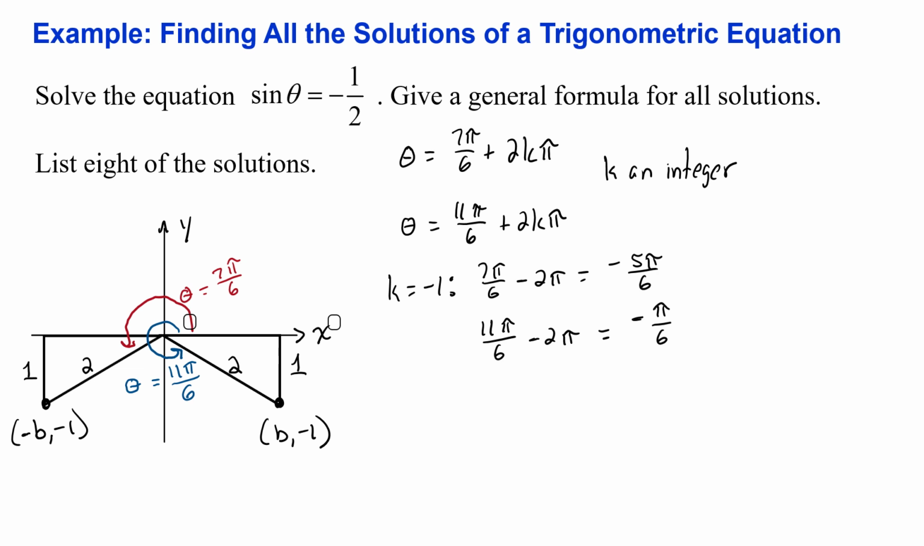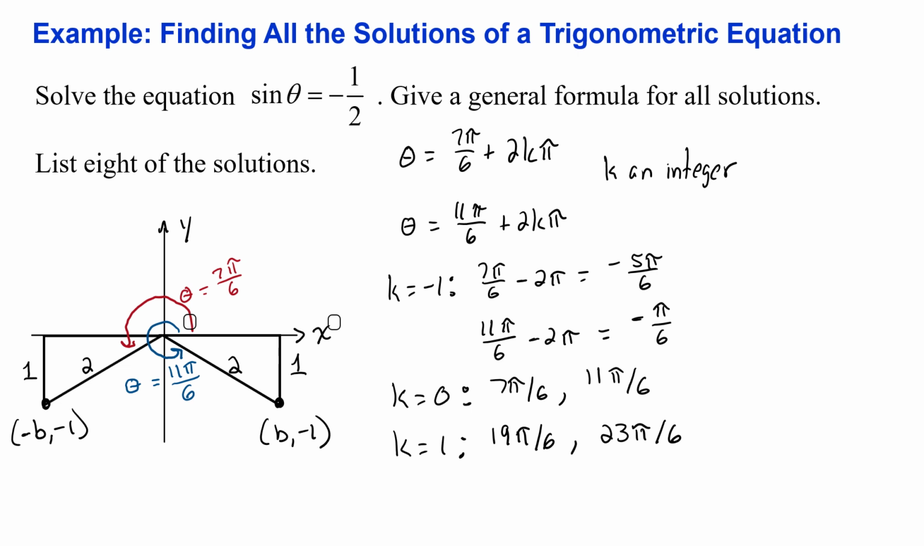Next, if k equals 0, then we have two more solutions that would be 7 pi over 6 and 11 pi over 6. Next, if k equals 1, we're going to get 7 pi over 6 plus 2 pi, which is 19 pi over 6, and 11 pi over 6 plus 2 pi, which is 23 pi over 6. And last, if k equals 2, then we're going to get 7 pi over 6 plus 4 pi, which is 31 pi over 6, and 11 pi over 6 plus 4 pi, which is 35 pi over 6.